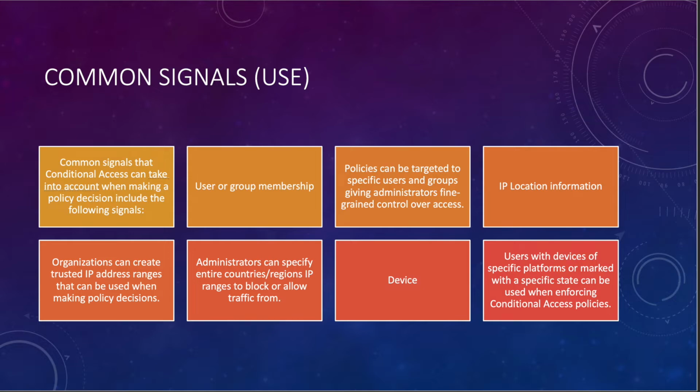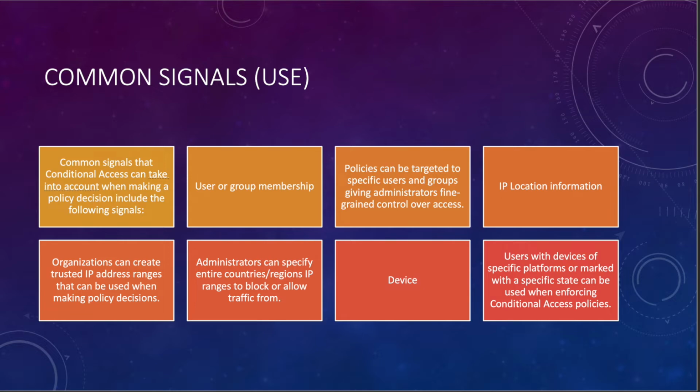Organizations can create trusted IP ranges used when making policy decisions. If you're coming from inside the network, you may have more permissions than you would coming from outside the network, or you may be relegated to a specific point if you are outside the network and then have to do more things to get in. You can specify entire countries or region IP block ranges to block or allow traffic from. Remember that company I worked for, where you had to be in the lower 48. You couldn't be in Alaska, Hawaii, or anywhere else in the world. They did that through an IP range or block to only allow traffic from the United States lower 48.